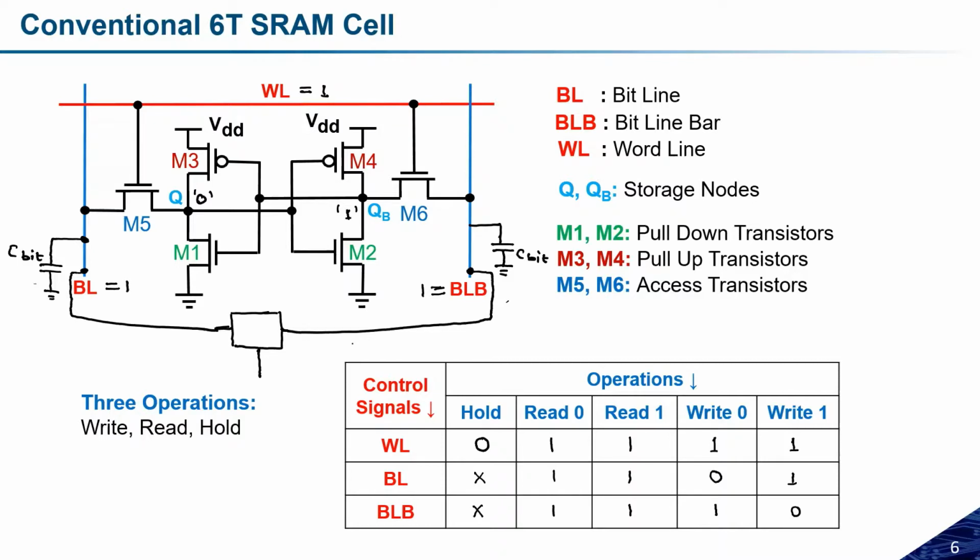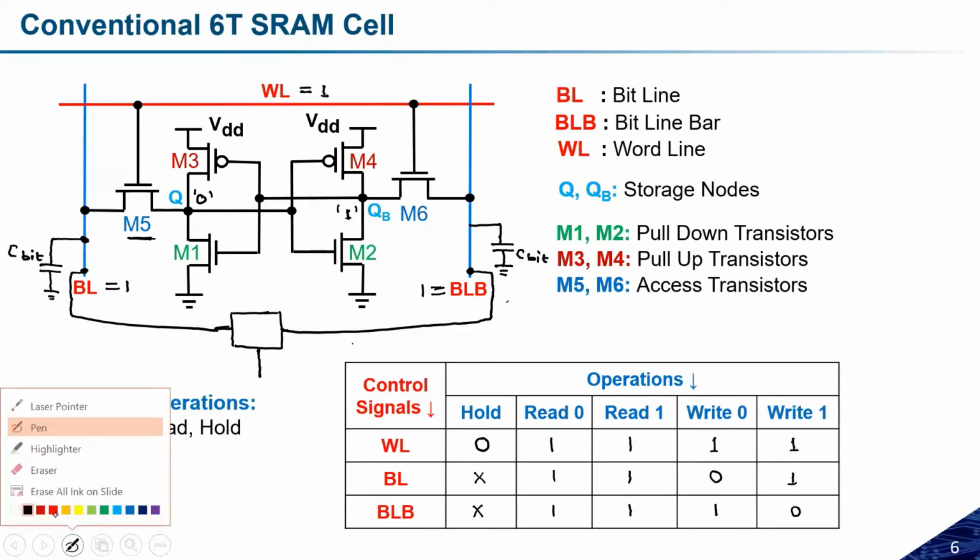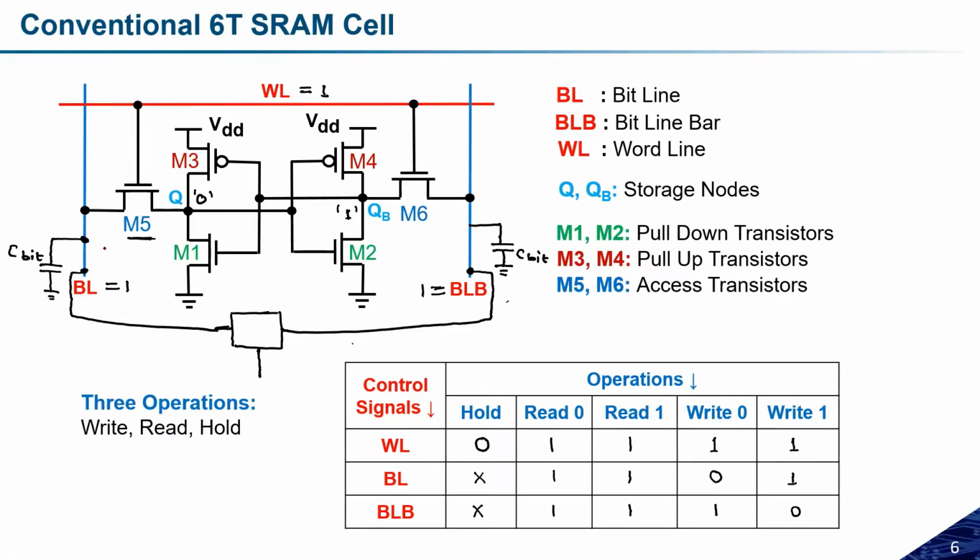If Q is storing logic 0 and M5 is activated because WL is equal to 1. Suppose Q is equal to 0 here, Q is storing 0 and QB is equal to 1 and WL is equal to 1. What does it mean? M5 and M6 are activated, and this bit line is charged.